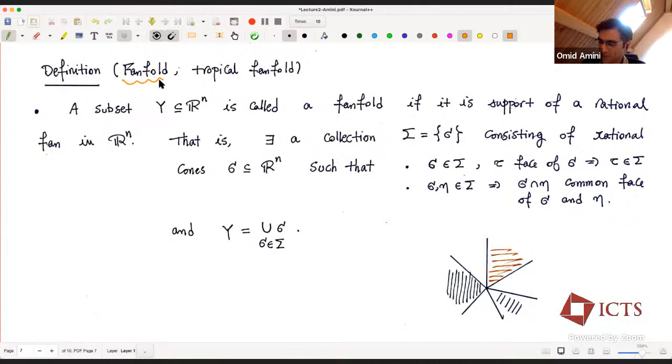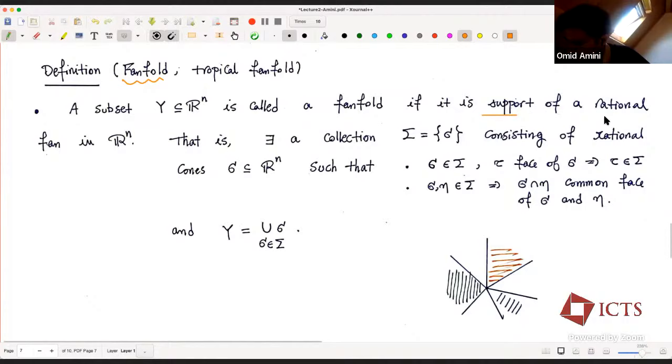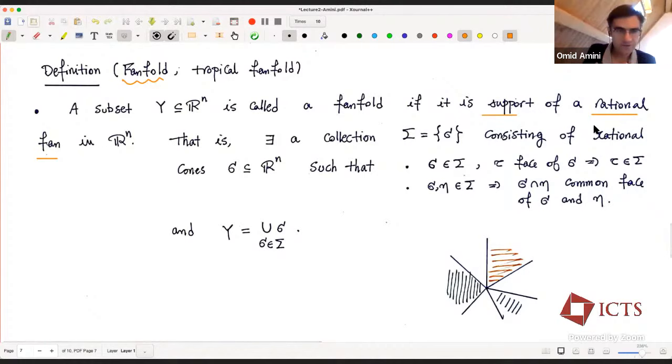What is a fanfold? A fanfold is a subset of R^n. It is supposed to recall the definition of manifolds. So a fanfold is a subset of R^n which is the support of a rational fan in R^n. You don't need to know the polyhedral decomposition into rational cones. You have just the subset, and you say that this is a fanfold if it admits a polyhedral decomposition into rational cones. Of course, this decomposition is not unique, because every time you have something, you can subdivide it, you can add more cones.